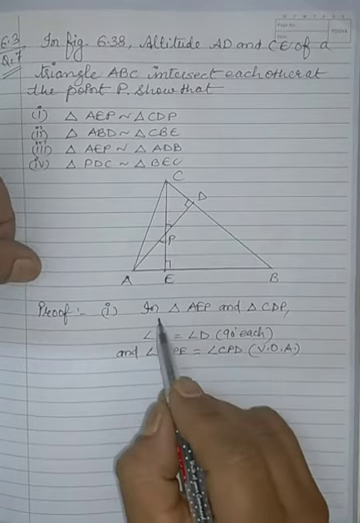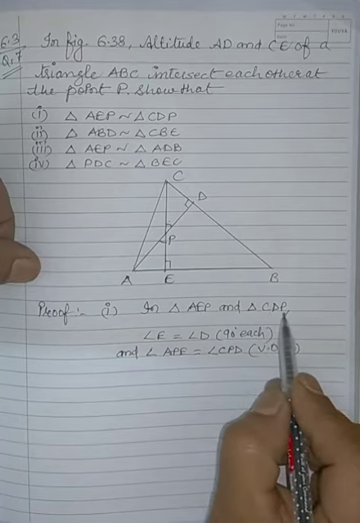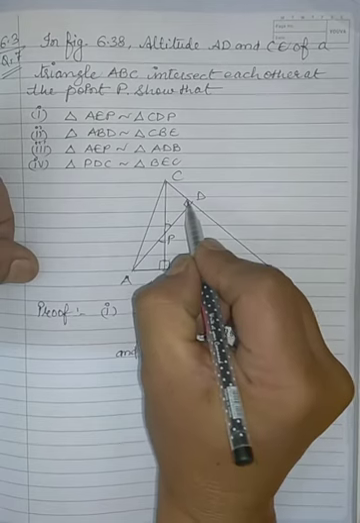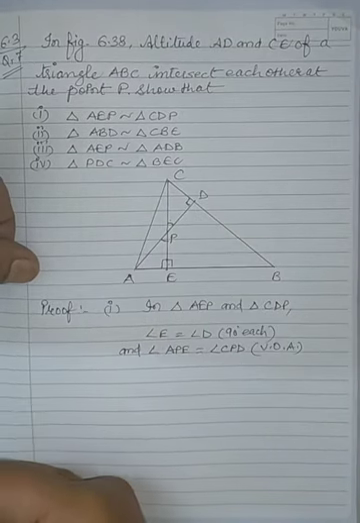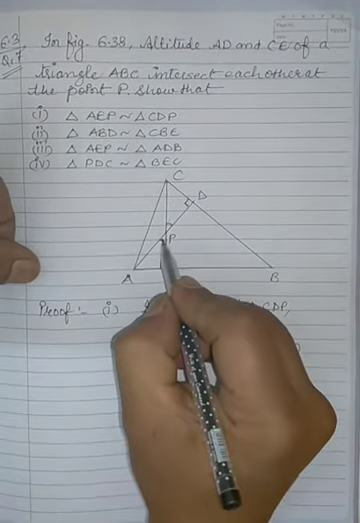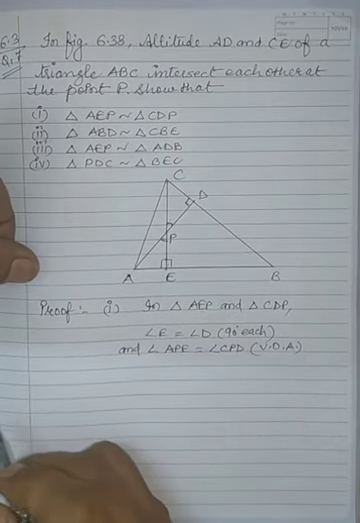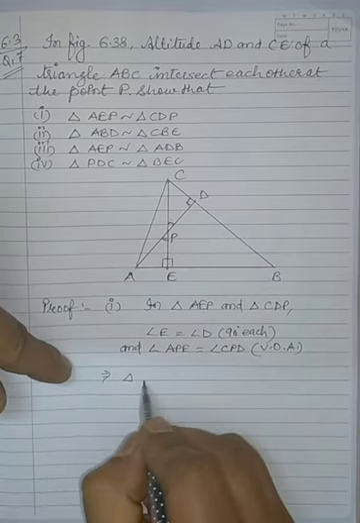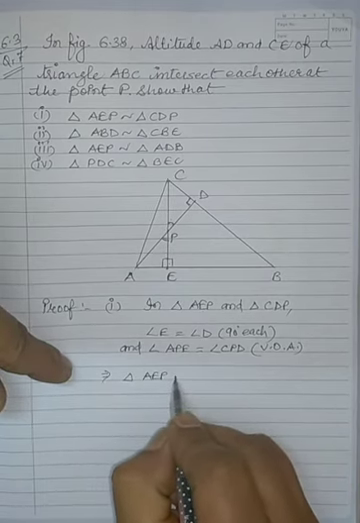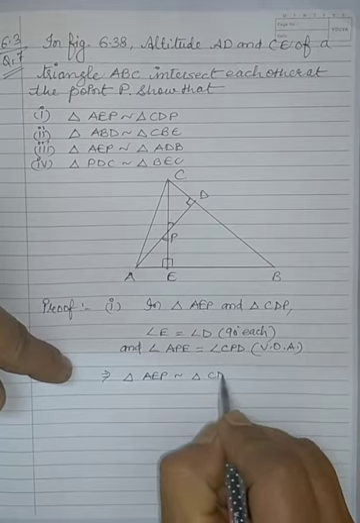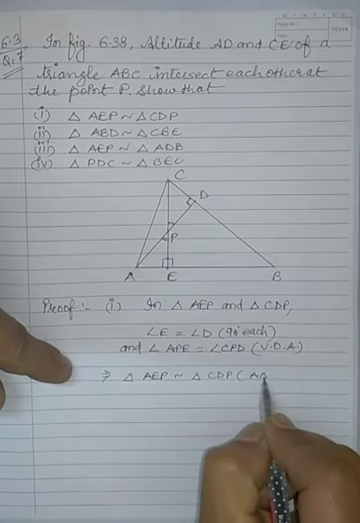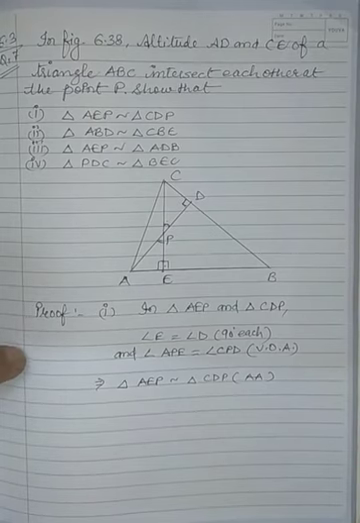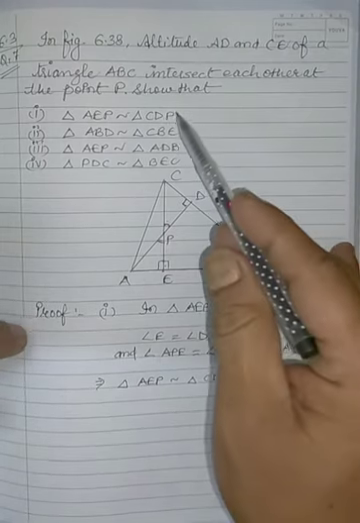So in this way, in triangle AEP and triangle CDP, we have this angle which is equal to this angle, 90 degrees given to us, and this angle is equal to this angle, vertically opposite angles. So we can say that triangle AEP is similar to triangle CDP by the angle criteria.